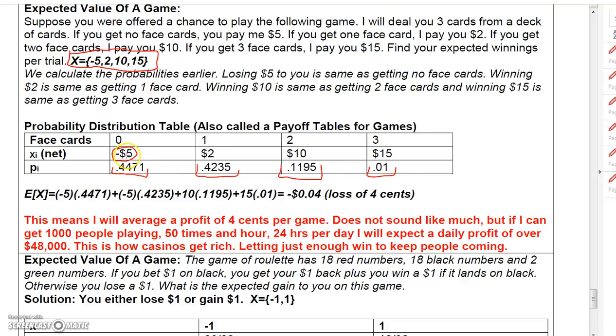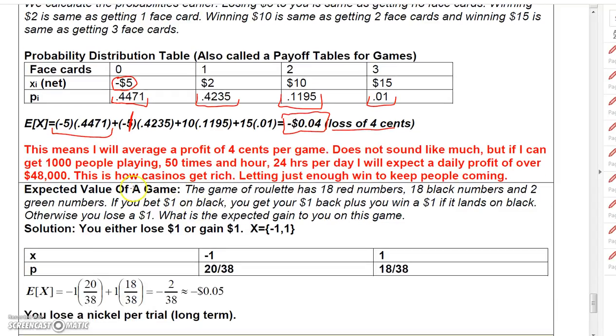Now let's multiply each of these payoffs by the probabilities. -5 times 0.4471, and let's see, that should be a -1, not a -5. And then 2 times 0.4235, and then 10 times 0.1195, and then 15 times 0.01. Now, if you add that up, you're actually going to get -$0.04, which is a loss of 4 cents. So that means I will average a 4-cent profit per game.